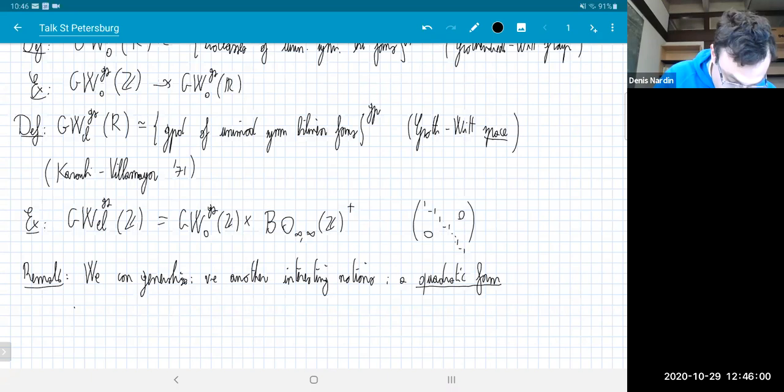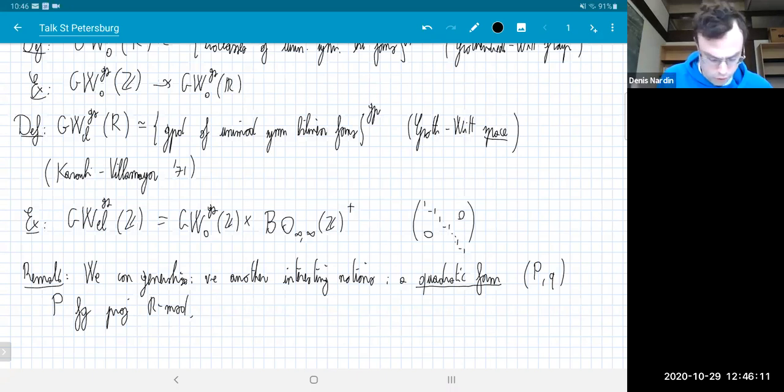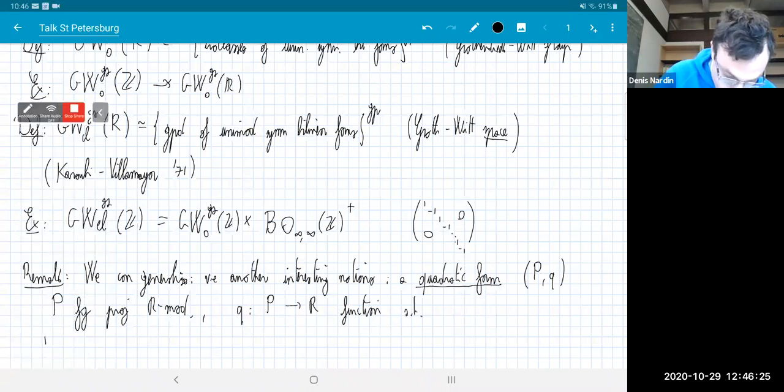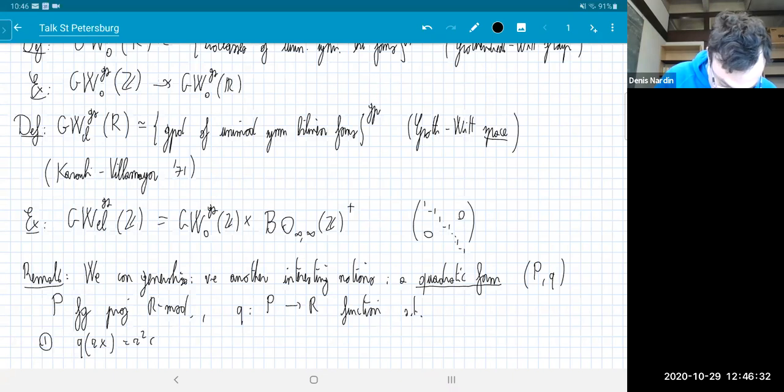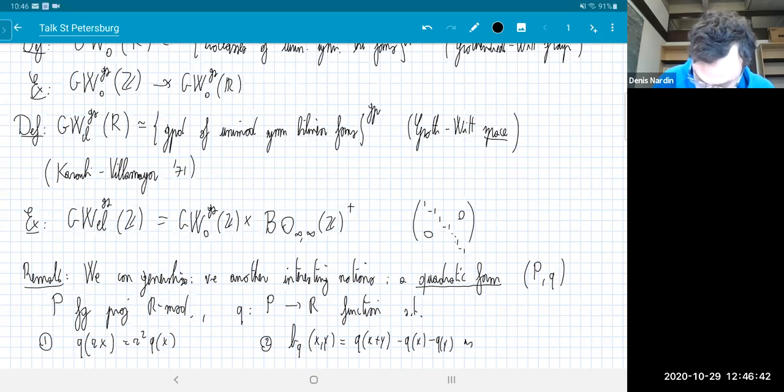A quadratic form is a pair (P, Q), where P, as usual, is a finitely generated projective R-module. And R is still commutative for now, but I'm going to generalize very quickly. Let me give this other example. And Q from P to R is a function, not a linear function, such that these two properties hold. One, Q of rx is r squared times Q of x. And two, this function, B_Q of (x, y), which is Q of x plus y minus Q of x minus Q of y, is bilinear. And it's naturally symmetric just by definition. That's called the polarization.